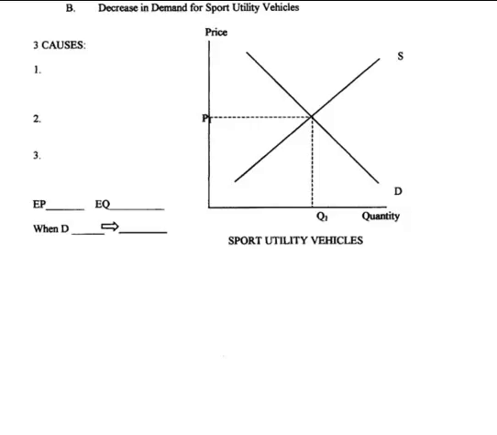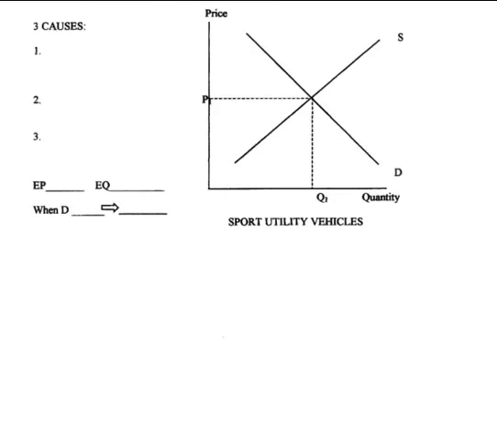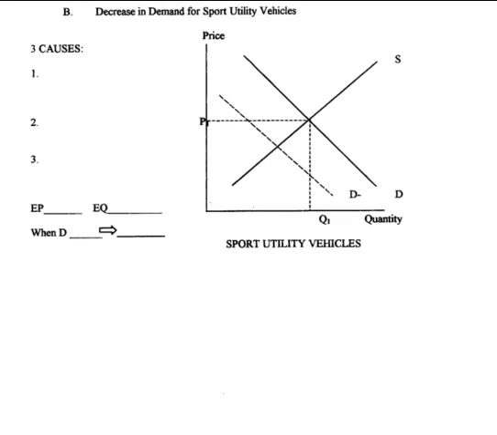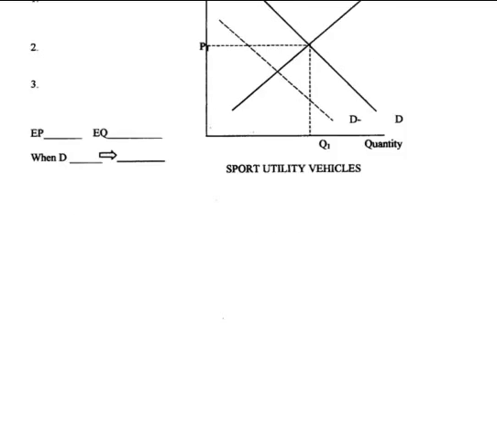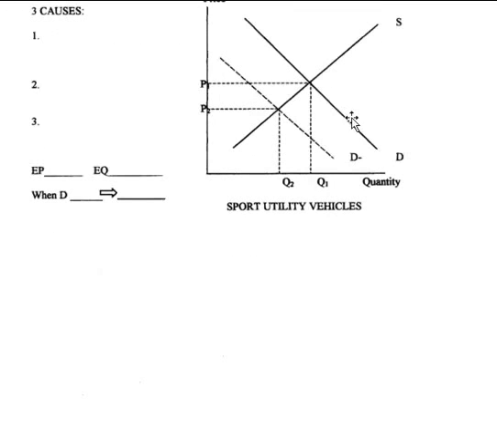Then find where that new demand curve intersects the supply curve. Go straight over to the price axis, label it P2, and straight down to the quantity axis and label it Q2. And hopefully your graph is going to look something like mine. Now, there's my new decreased demand curve shifted to the left. And here's where they intersect. My second price and my second quantity.